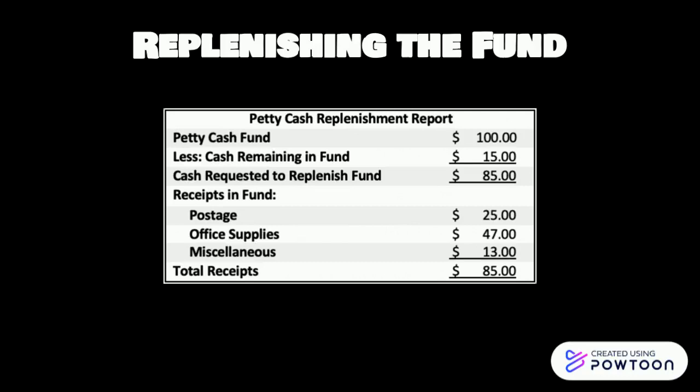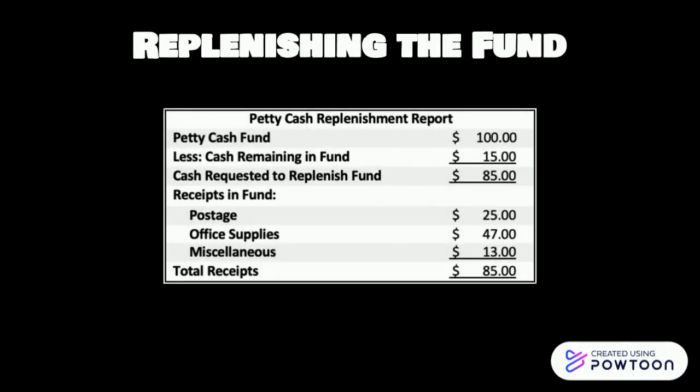As the cash in the fund decreases, the fund must be replenished. To do so, the remaining cash in the fund is counted and the business cashes a check for the amount that brings the total cash in the fund back to the original balance. The receipts in the fund are then used as documentation for recording expenses. This can be seen in the example.